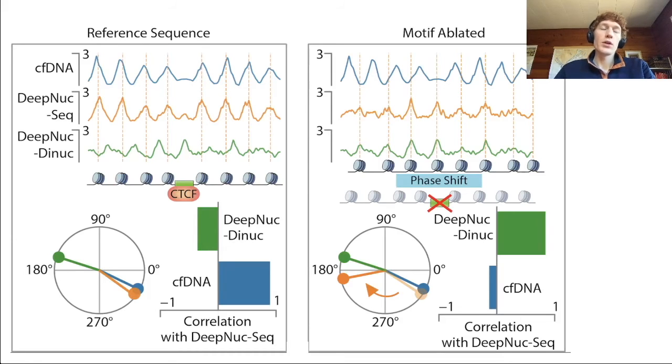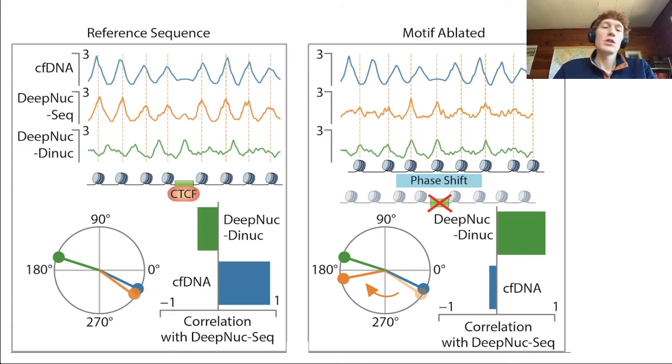On the left, we're showing for reference sequence a CTCF site, and on the right, the same CTCF site but with the actual CTCF motif ablated. We're showing in orange the prediction of the DeepNuke-seq model, and in green the prediction of the DeepNuke-dinuke model. Under the reference sequence, the DeepNuke-seq model aligns very closely with the true cfDNA, whereas upon motif ablation, the DeepNuke-seq model now much more closely resembles the DeepNuke-dinuke model.